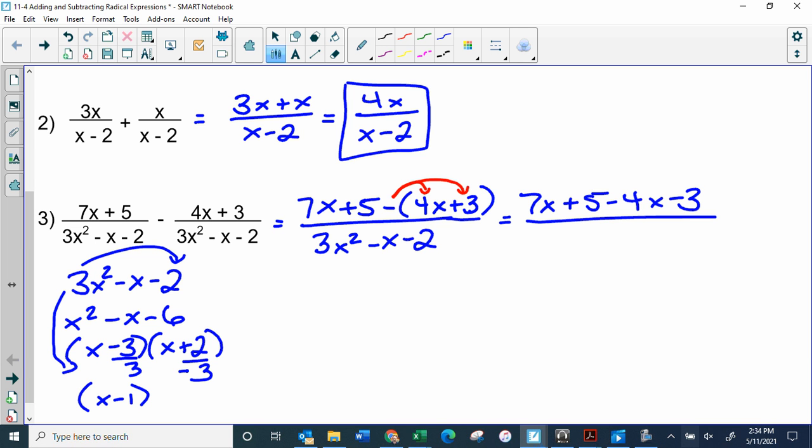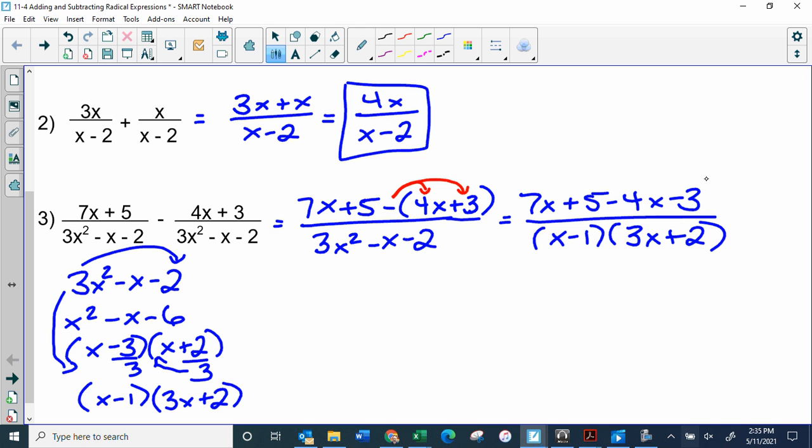Can't simplify this, so the denominator of the fraction comes up next to the variable. You'd have 3x plus 2. So that's the factored form of 3x squared minus x minus 2. So let's go ahead and put that in our denominator. You always want to factor when you're simplifying so that you can see if you can simplify things further.